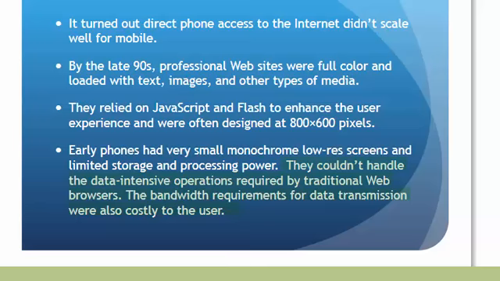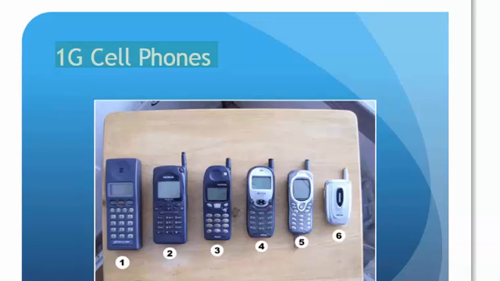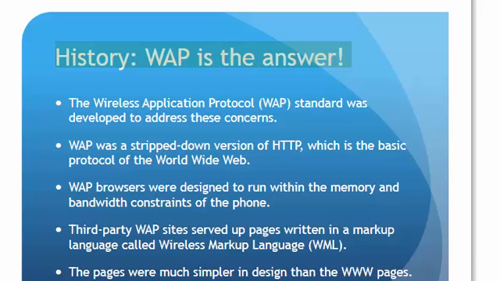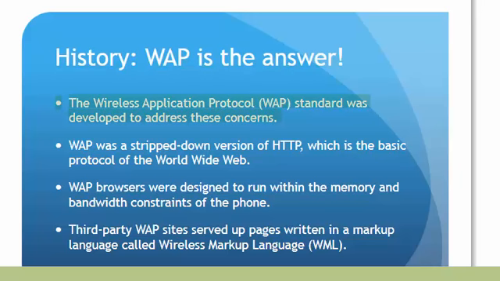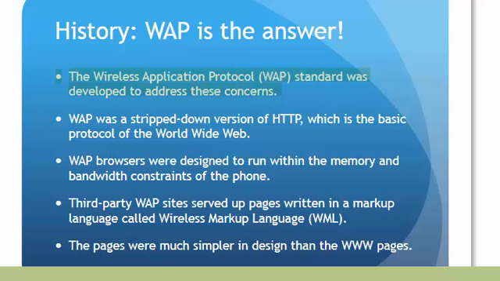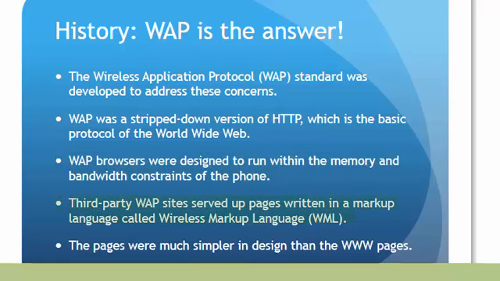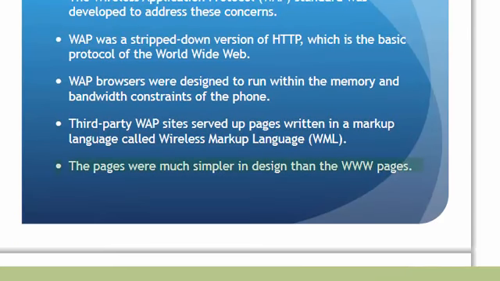1G cell phones. History. WAP is the answer. The Wireless Application Protocol, WAP, standard was developed to address these concerns. WAP was a stripped-down version of HTTP, which is the basic protocol of the World Wide Web. WAP browsers were designed to run within the memory and bandwidth constraints of the phone. Third-party WAP sites served up pages written in a markup language called Wireless Markup Language, WML. The pages were much simpler in design than the www pages.